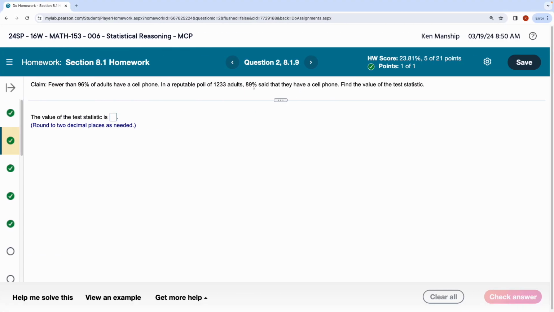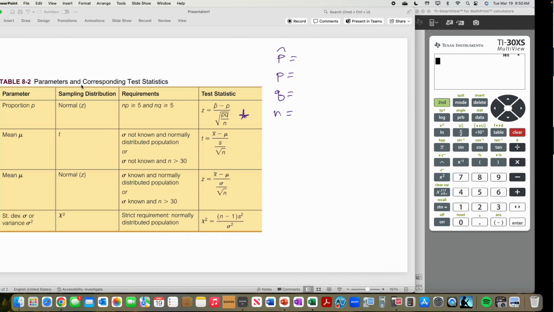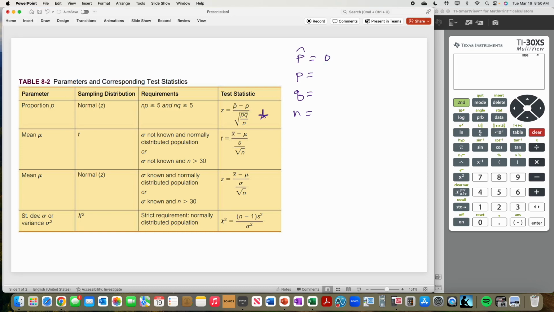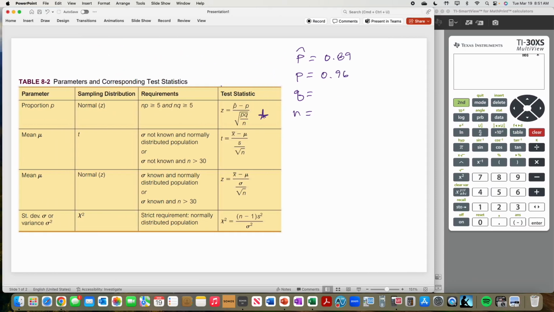So our p hat was 89%, that's the sample proportion. Our population proportion was 96%, so let's go jot those down. So one more time, it was 89% and 96%, so 0.89 for the proportion of the sample and 0.96 for the proportion of the population. Now our sample size is 1,233, so I'm going to jot that down. So our sample size is 1,233.